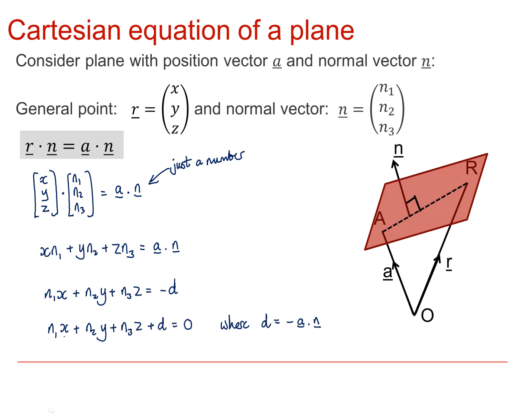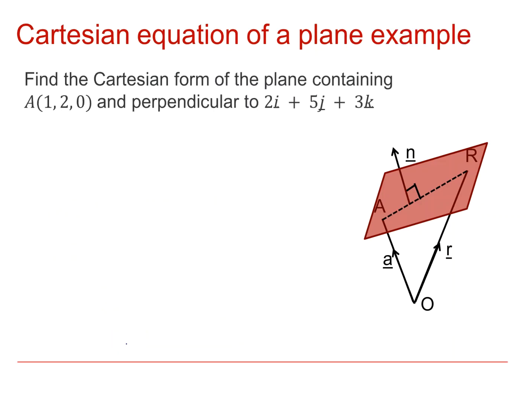So you can see that the coefficients of x, y and z in the Cartesian equation of the plane are the components of the normal vector. That means that we can write down the normal vector of a plane straight away from its Cartesian equation. It also means that we can work out the Cartesian equation of a plane very quickly. Here's an example.